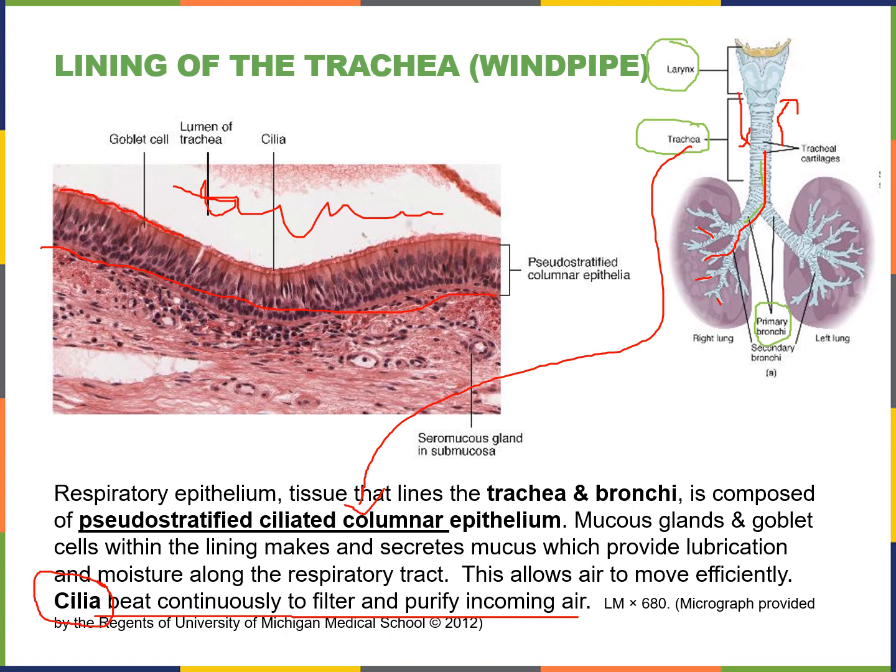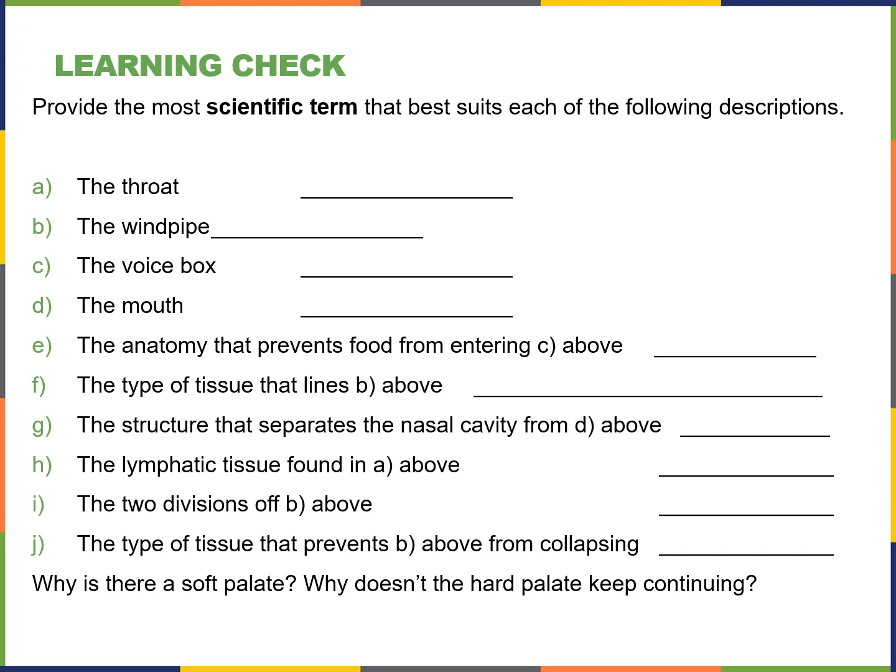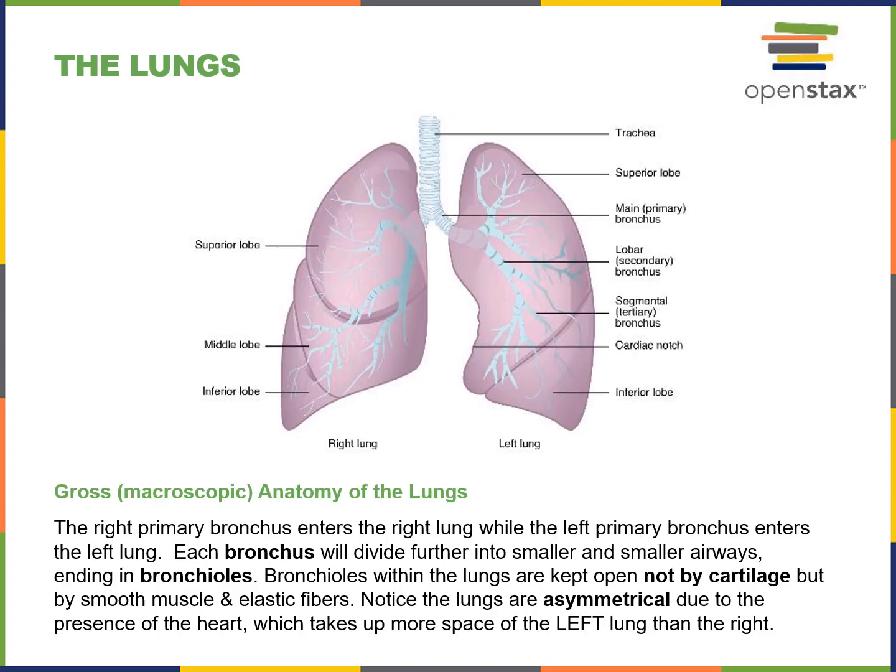That's just one of the bad effects of smoking. There are several more. So cilia is very important in helping to keep the air clean. Now here's another diagram of the lungs. So the macroscopic anatomy of the lungs, now we're going to get more into it. We've already talked about the trachea, so let's talk about the bronchi.